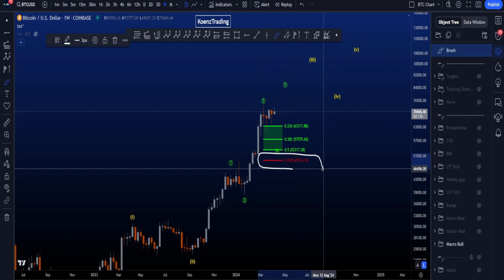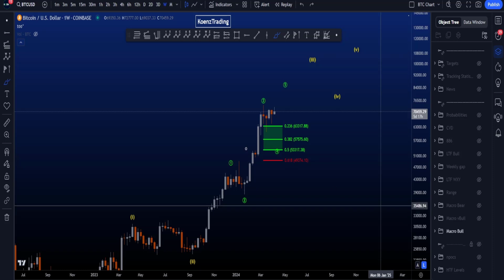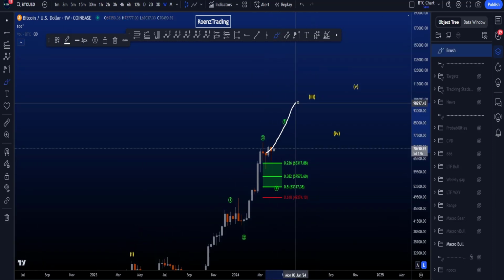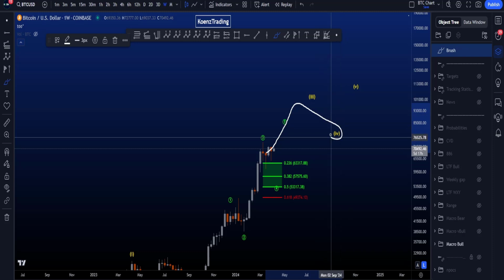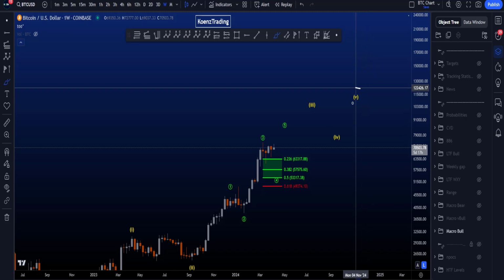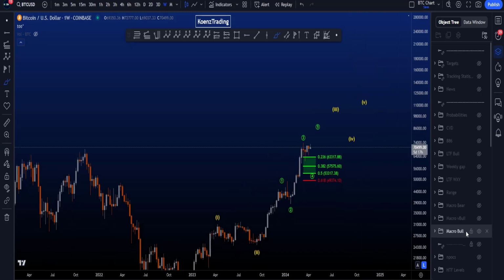The invalidation for wave 4 is the 0.618 at 49.3k. After this wave 5, we expect another bigger range to form in this yellow wave 4, and then a last push to the upside in the final wave 5 to end the bull market.